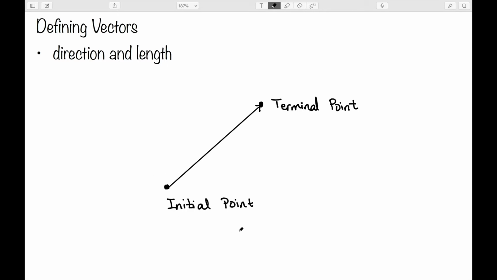We call the tail of the arrow, where it starts, the initial point, and then the tip the terminal point. And vectors are often denoted with lowercase letters that are either bold, so very thick lines, or lowercase letters with arrows on top of them.